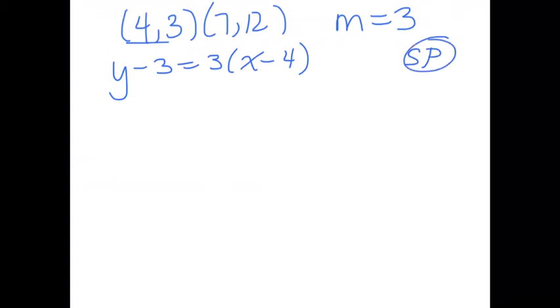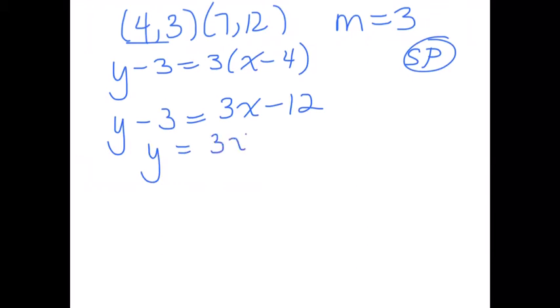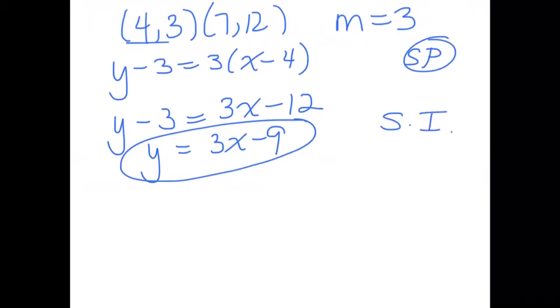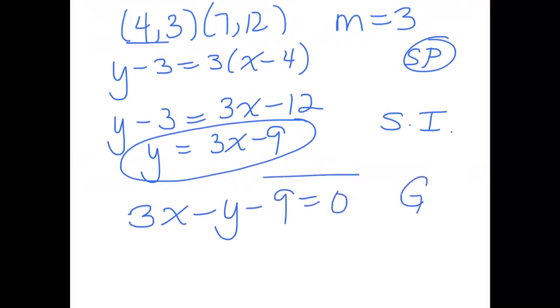Now, how about we get to slope-intercept form? Have to expand the brackets, and now I'm going to bring over the 3x minus 9, and there we have it, slope-intercept form. The third type of equation is general form, and if you can see, we're almost there, one step away. 3x minus y minus 9 equals 0. That's general form, and there we have it. We've come up with all 3 equations.